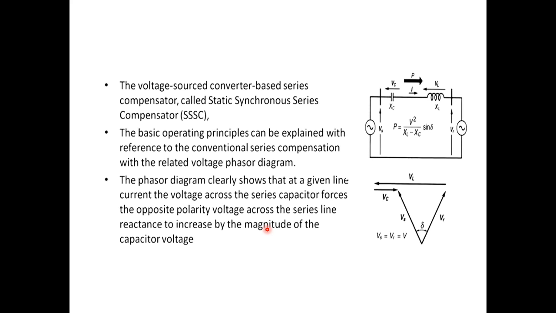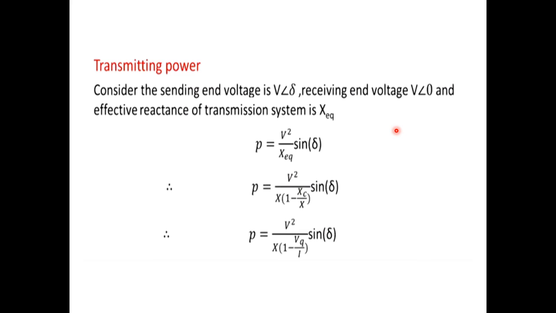Next, try to observe this particular diagram, a two machine system. In the first slide itself, when I place one capacitor there is some reduction in the effective reactance, and it improves the power. But in terms of another diagram, they can explain here. Transmitted power is V squared by X equivalent times sin delta. What's that X equivalent? XL minus XC.